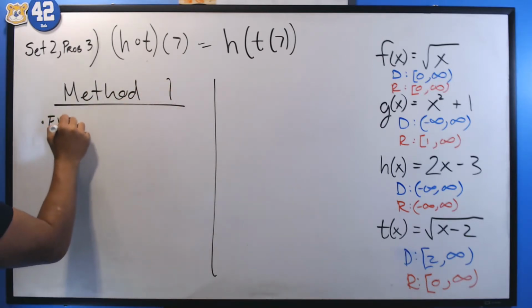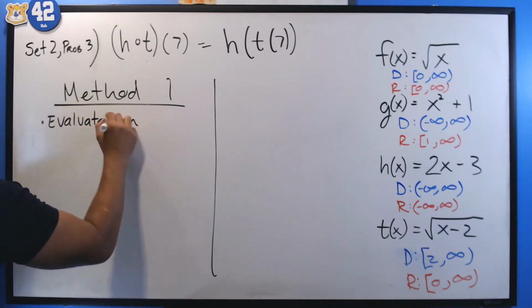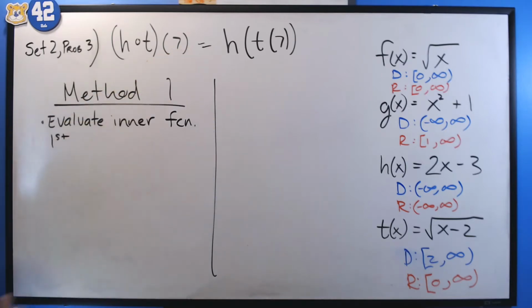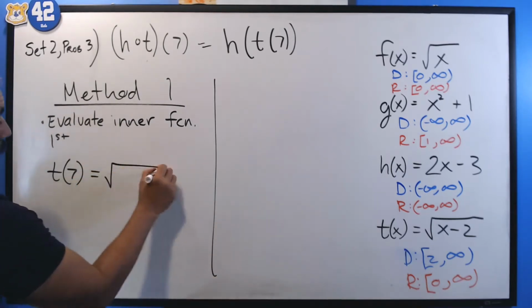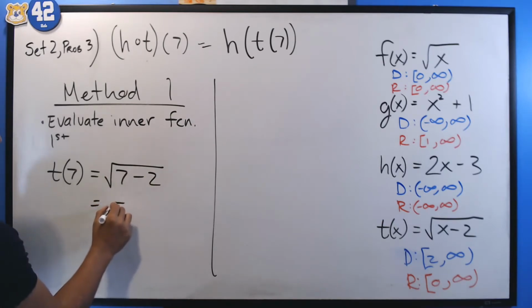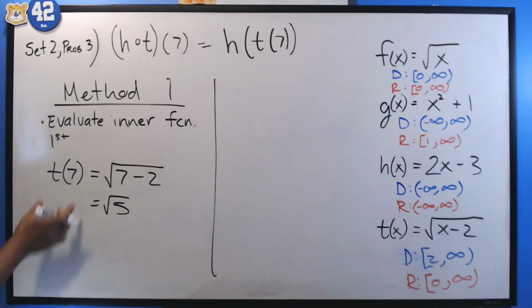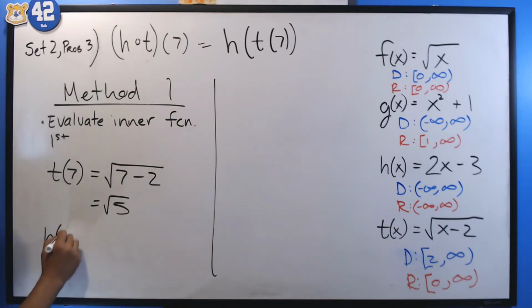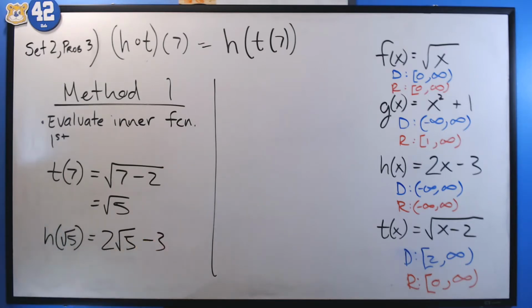Method 1: evaluate the inner function first. So for this case, we're going to say t of 7. t of 7 equals the square root of 7 minus 2, which is equal to the square root of 5. Now the second thing I'm going to do is take whatever I got and plug it in for h. Now we say h of root 5 is going to be equal to 2 root 5 minus 3. So the answer is 2 root 5 minus 3.